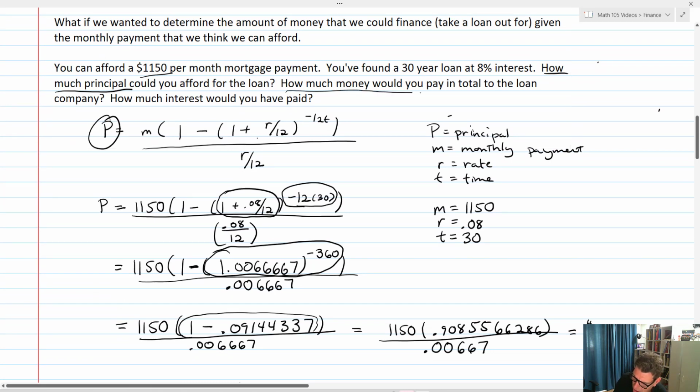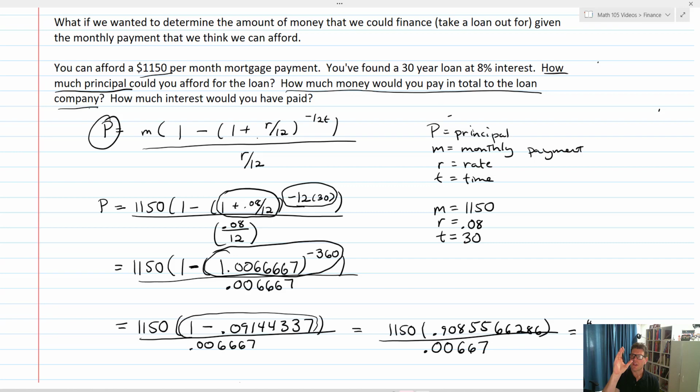How much money would you pay in total to the loan company? Well, what you need to think about here is that the total that you pay to the loan company is your monthly payment times the number of months that you pay it, right?